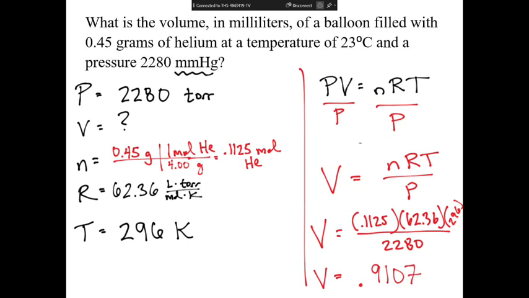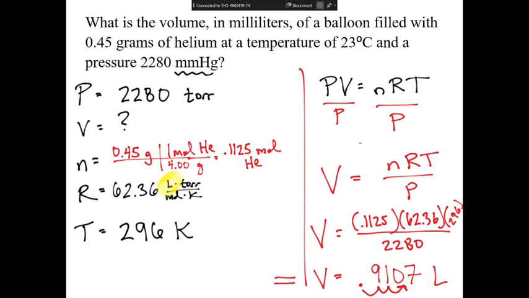What unit does the ideal gas equation give me? Liters. Because of that value for R, the unit for R reminds us that that's going to give me liters. They didn't want my answer in liters. What did they want the answer in? They wanted it in milliliters. So that means I'm just going to multiply times 1,000, move that decimal 3 places over. And so maybe with sig figs, the 0.45 grams kind of limits my sig figs, huh? So maybe I should call it 910 milliliters.